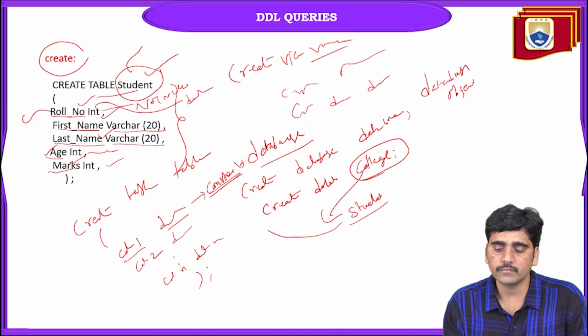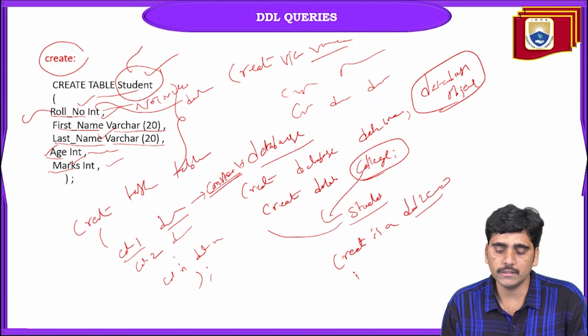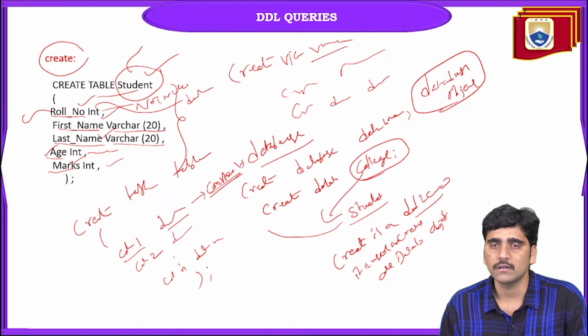objects. So create is a DDL command. It is used to create all database objects. So this is the way of creating.